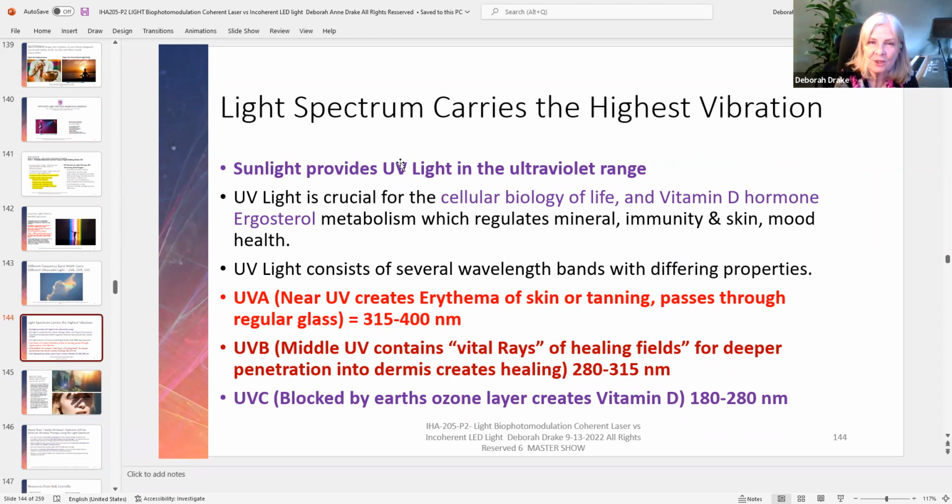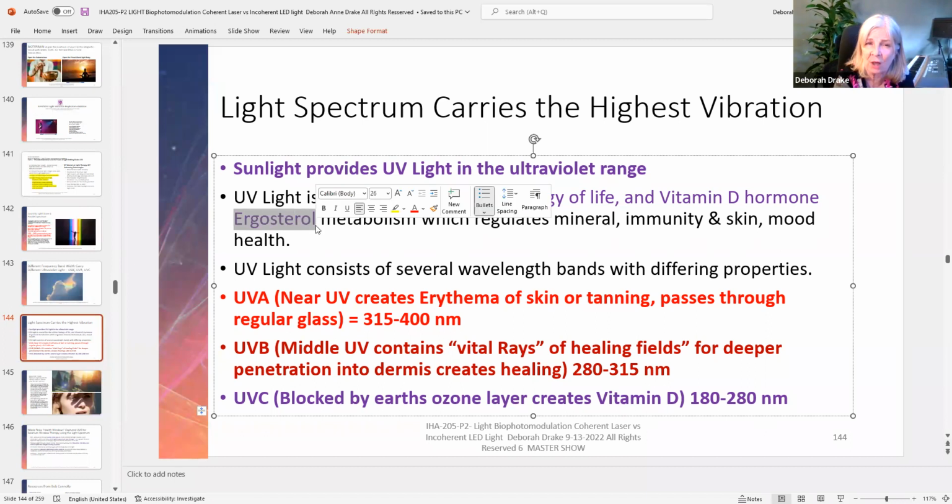The sunlight provides UV light in the ultraviolet range, okay? And it's crucial for cellular biology, vitamin D, and ergosterol, the ingredient from cholesterol and olive oil that turns into your 20 steroid hormones like progesterone, estrogen, cortisone, testosterone, okay? So if you want to get your bones growing, you get into the beautiful, outside light, then you're getting all this beautiful vitamin D turning on your growth hormones, and this regulates your minerals, immunity, skin, and mood.